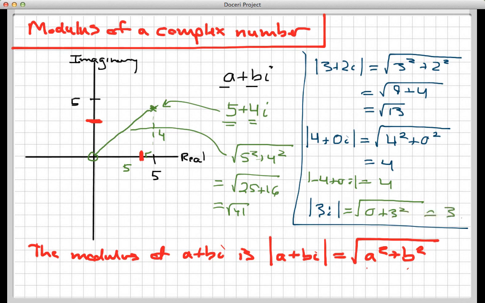So that's the modulus of a complex number. We have a formula for it right here that's fairly simple to understand, and what it tells you is geometrically it gives you the distance of the complex number from the origin.